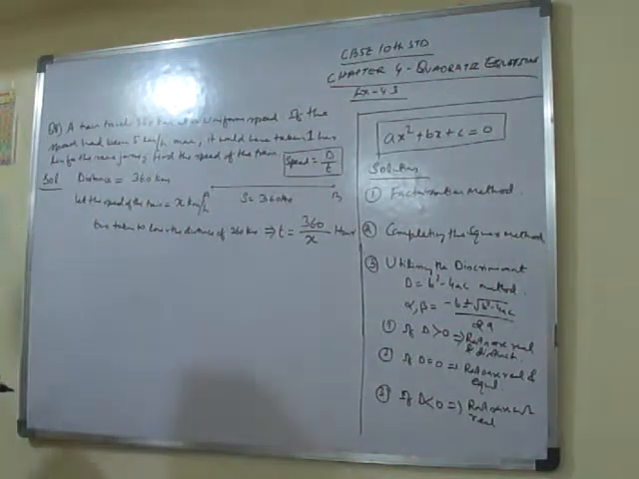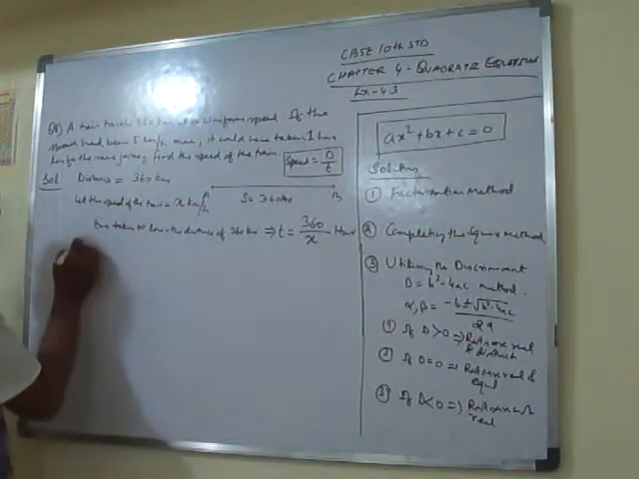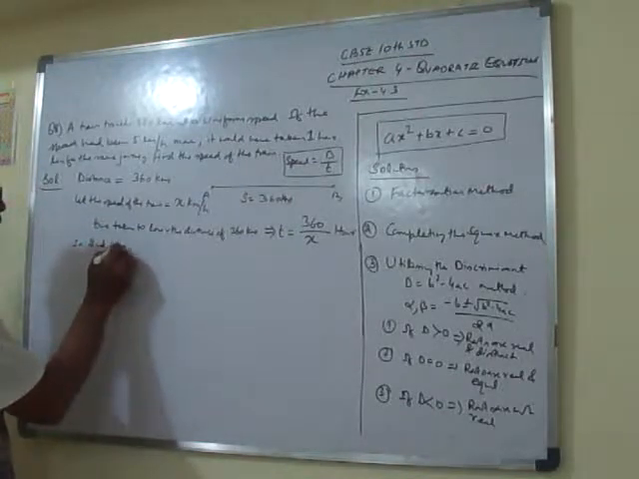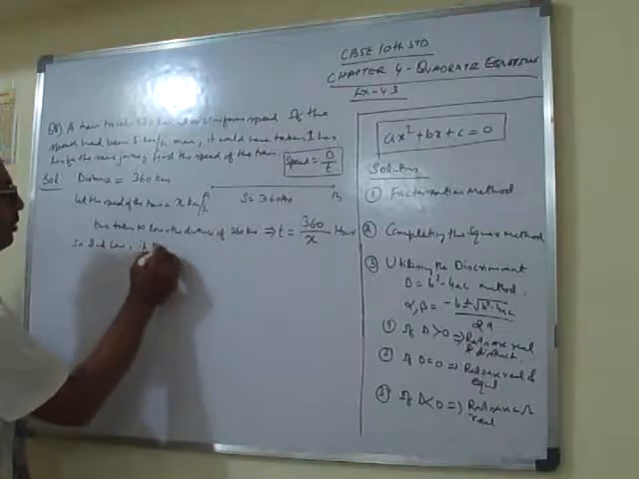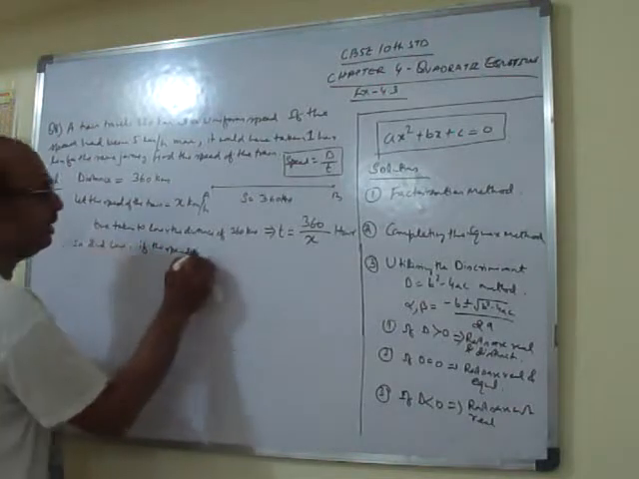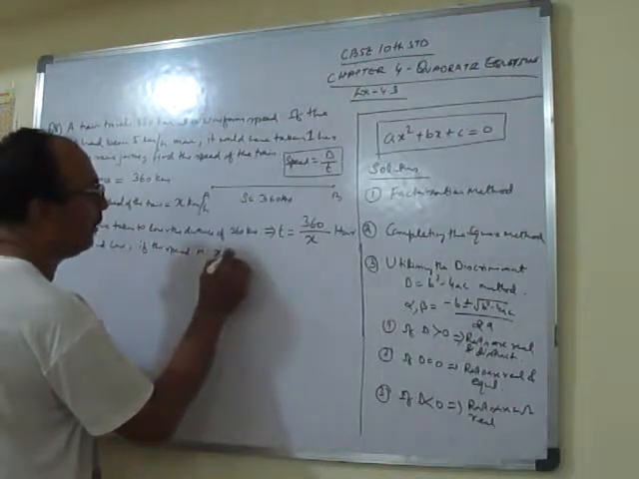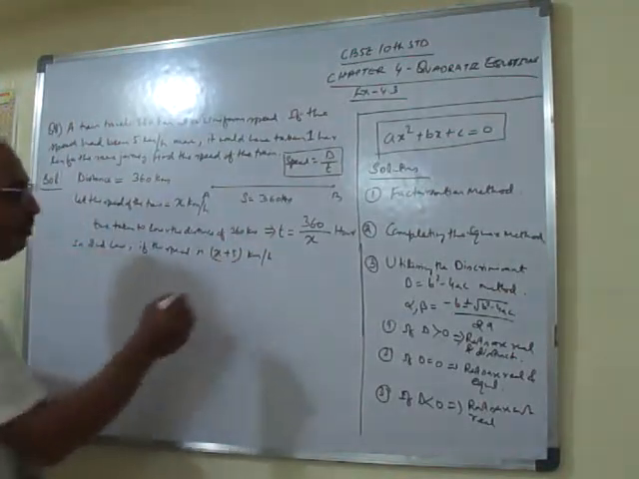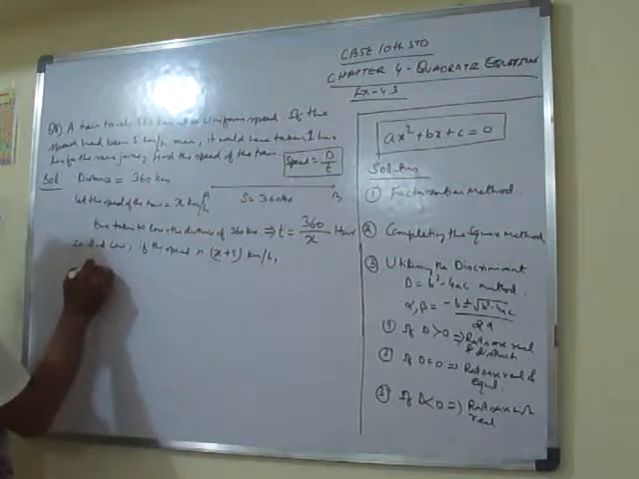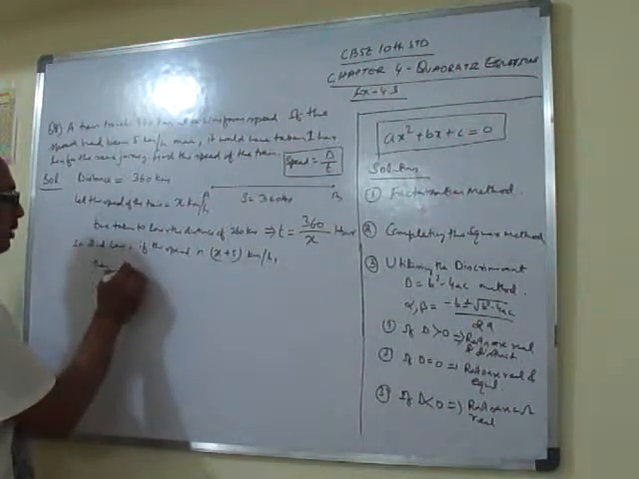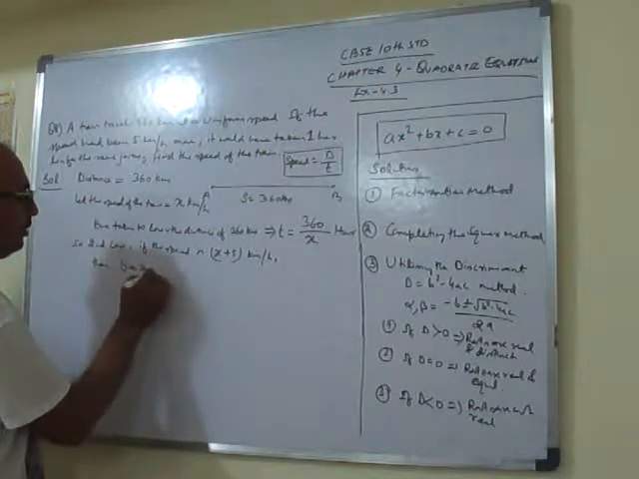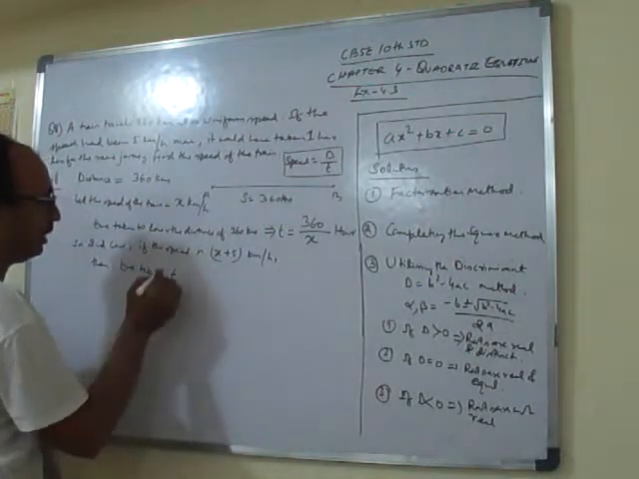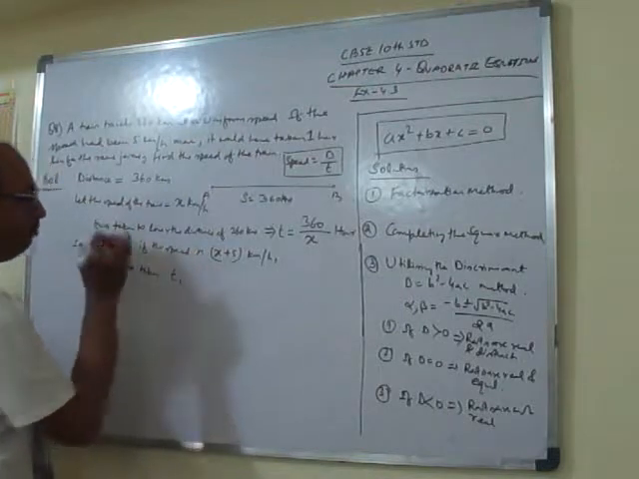So in the second case, if the speed is x plus 5 kilometer per hour, then the time taken, the new time, we can say is T1.